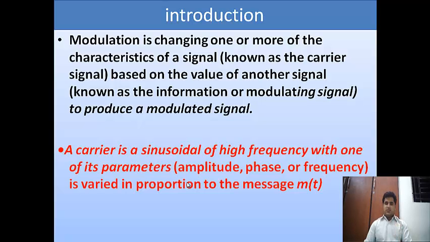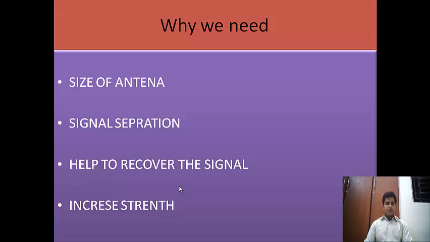We can change the carrier signal amplitude, we can change the carrier signal frequency, we can change the carrier signal phase. According to this, we can mix the signals and say this is frequency modulation, this is amplitude modulation, this is phase modulation. A carrier is a sinusoid of high frequency with one of its parameters varied in proportion to the message signal. The parameters are amplitude, phase and frequency.